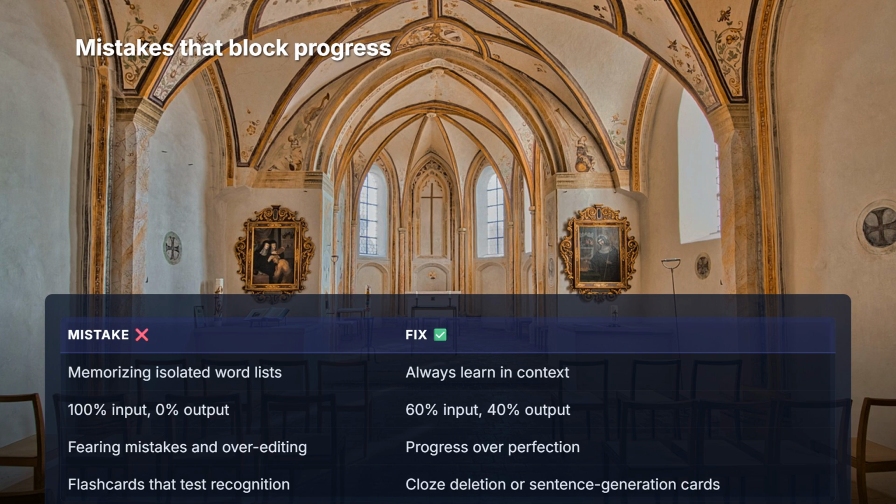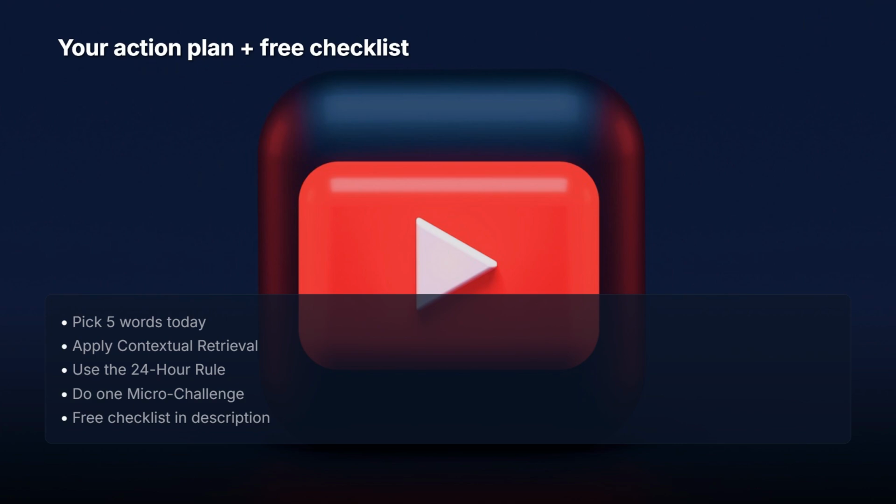Here's your exact next step. Pick 5 words today. Apply contextual retrieval. Use the 24-hour rule. Do 1 micro-challenge. That's it. No magic. Just consistent activation.